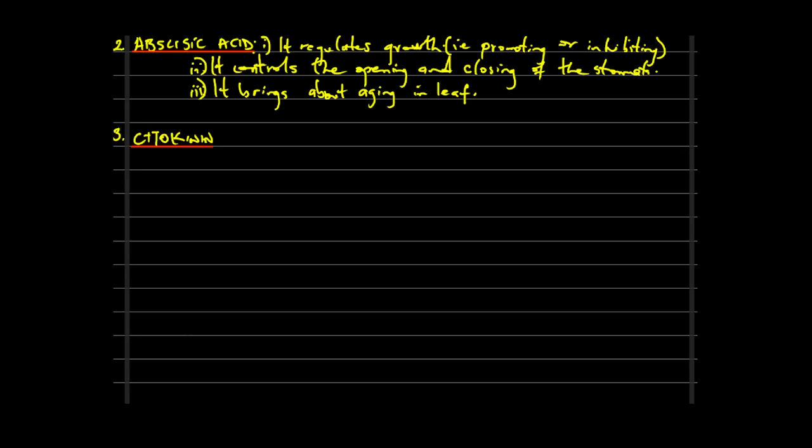So cytokinin is produced, yes, we have said that they are produced at the meristem. This particular one is produced in the roots, the fruits, and the embryos or the endosperms. They promote cell division. That is the first function that we wrote. They promote cell division and elongation. They make it possible for differentiation to take place in plants.